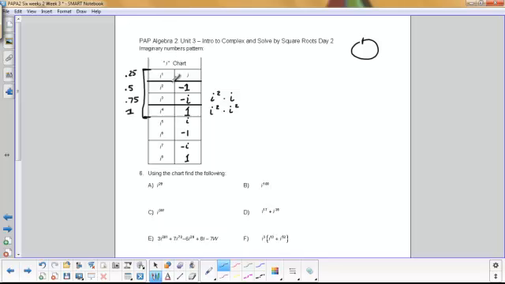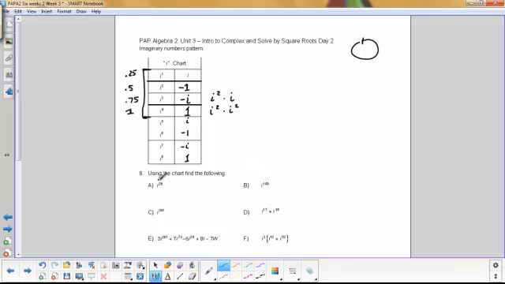I've taken the liberty of filling out the i chart already. Please make sure that you fill out the i chart as well. The most important thing to remember about this is that it's cyclical. It goes through a cycle, and that cycle is 4 units long. And we will use these 4 units here to help us solve problems that involve larger values of i.